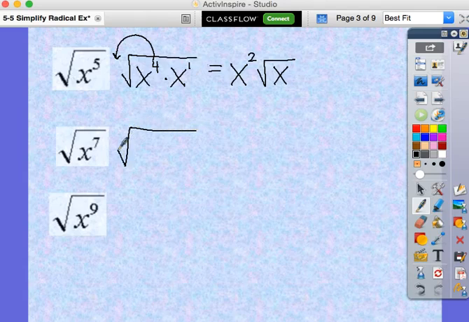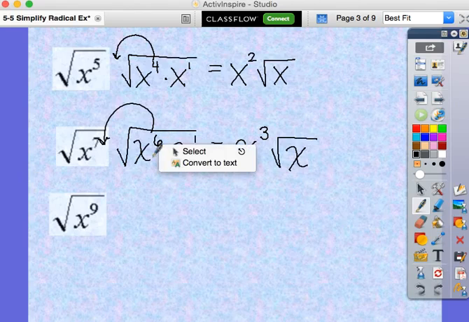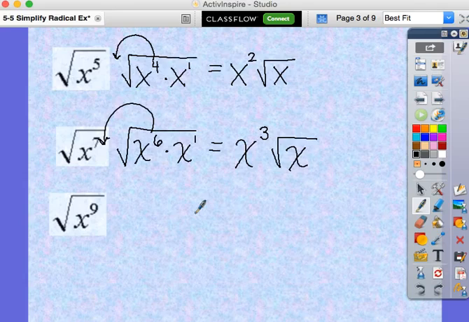So this one could be split up into x to the 6th times x to the first, or just x, right? Okay, so then we write that as x to the third, x to the third, square root of x. Are there any questions so far? We're taking the term that has the variable that can be divided by 2 out. Why do you multiply by 2?